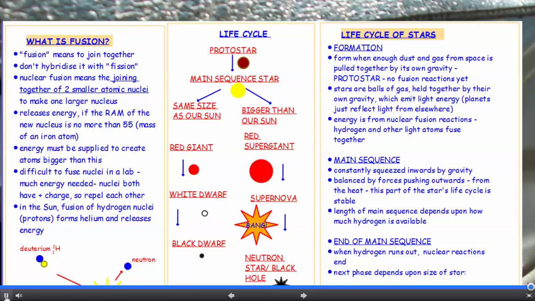So you should be familiar with the life cycle of a star, and you should be familiar with a diagram that looks like this, starting with the protostar, then going into the main sequence star, and then depending on the size of the star, one of either of those two pathways.